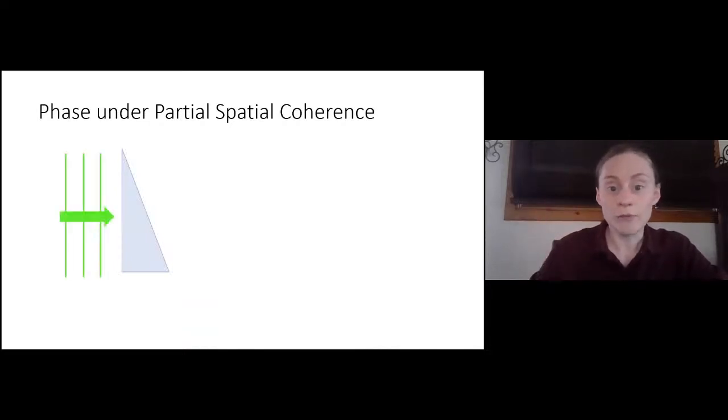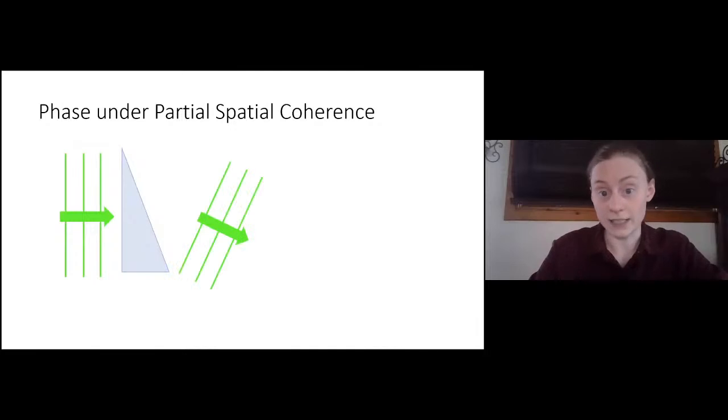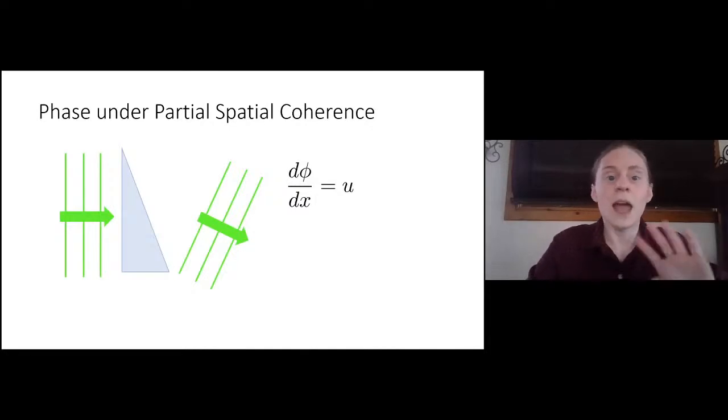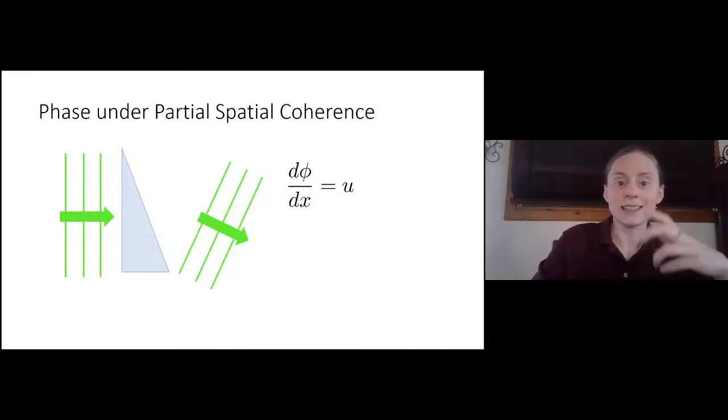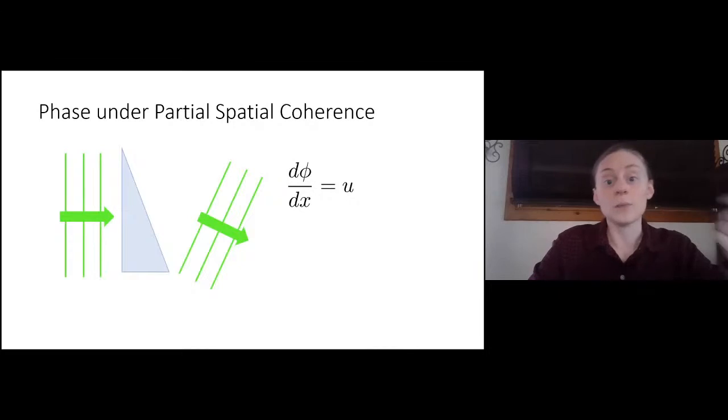And when a single plane wave passes through this prism, it will be deflected, as we saw before. And so a phase ramp, dφ/dx, corresponds to a deflection in the direction u. And we can reverse that, actually, to take this as a definition of the phase from the propagation direction. So that works great for coherent illumination.